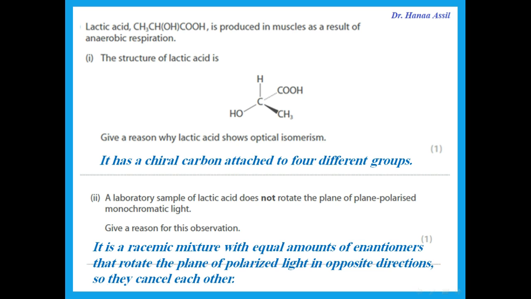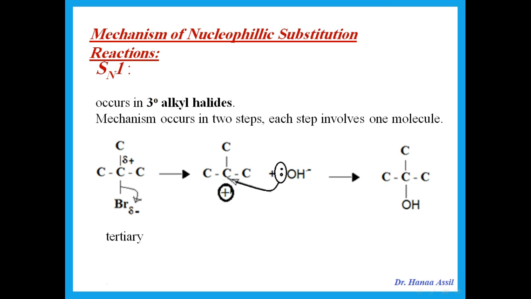So they will rotate the plane of polarized light in opposite directions, and that means they will cancel each other, and there will be no net rotation of the plane of polarized light. Okay, let's talk about SN1 and SN2 and the relationship to chiral compounds.